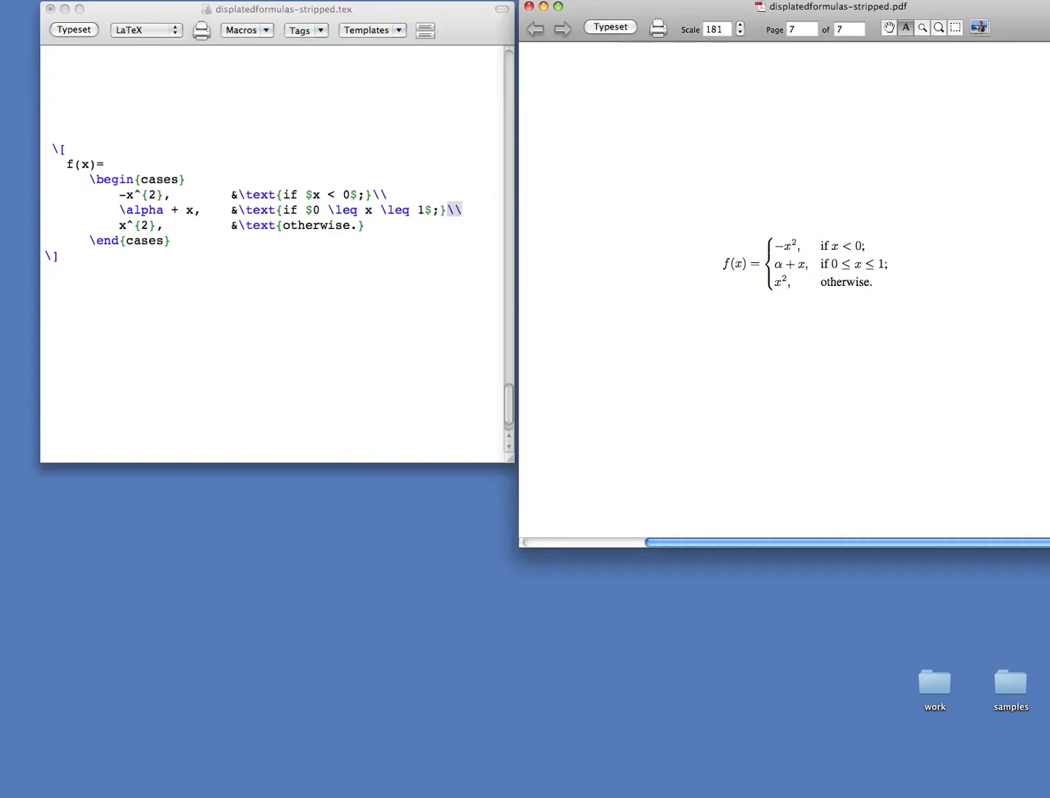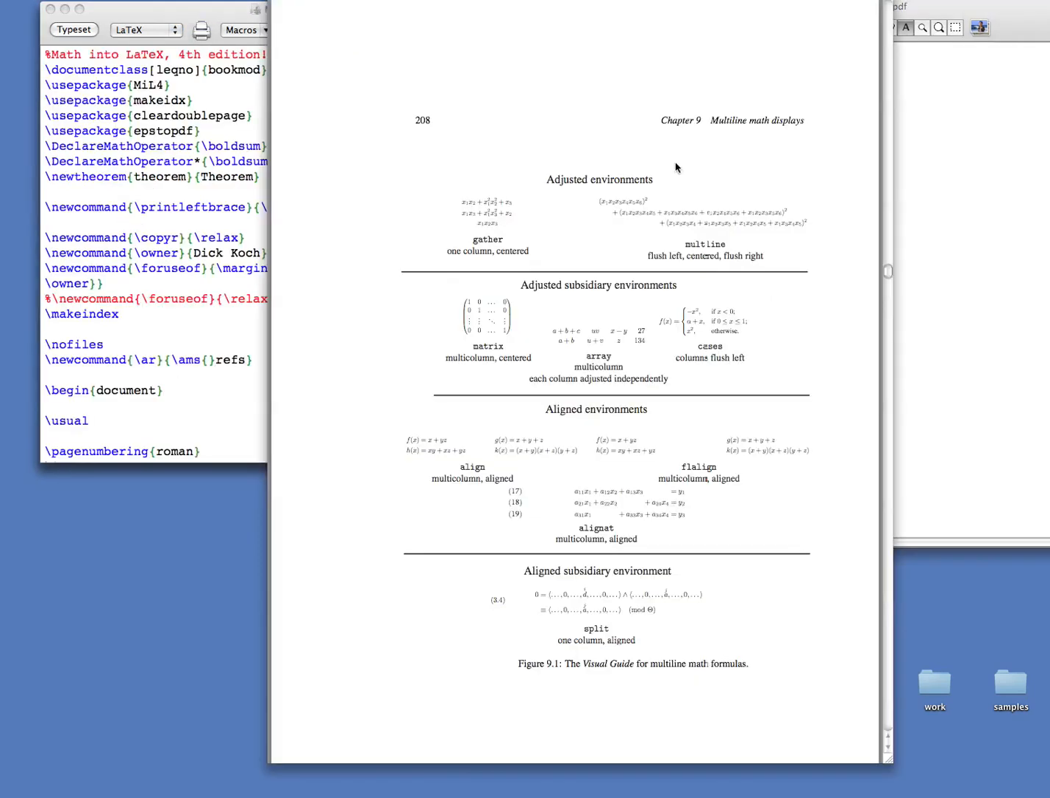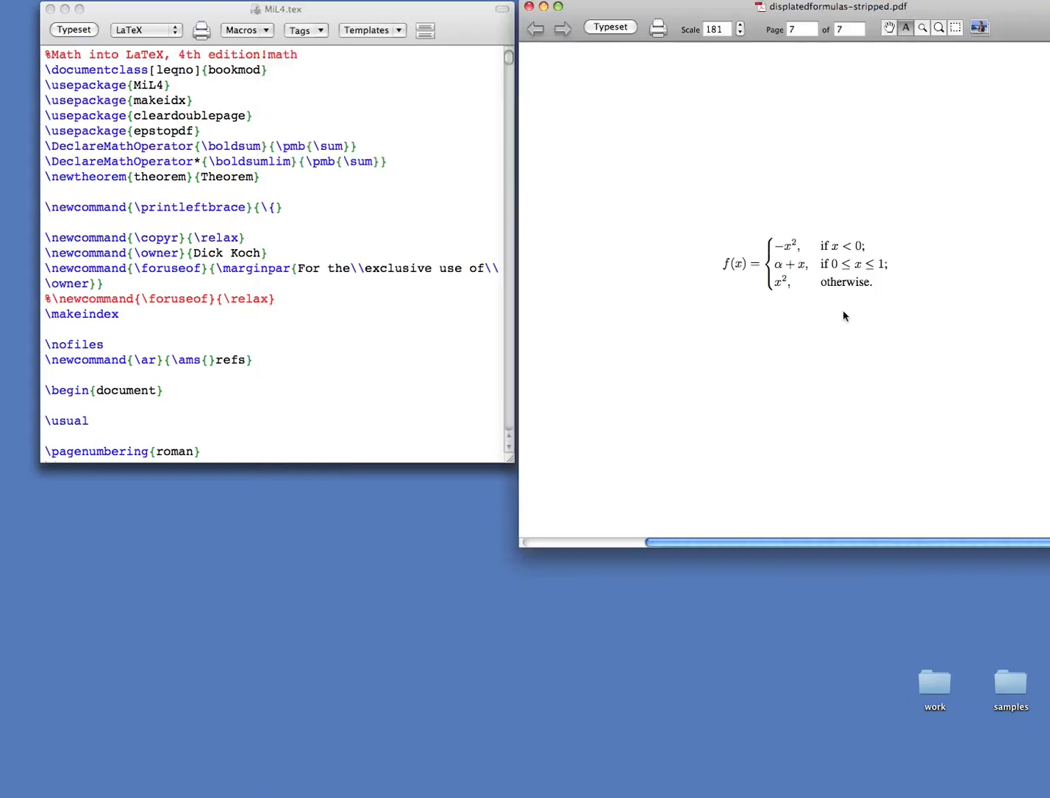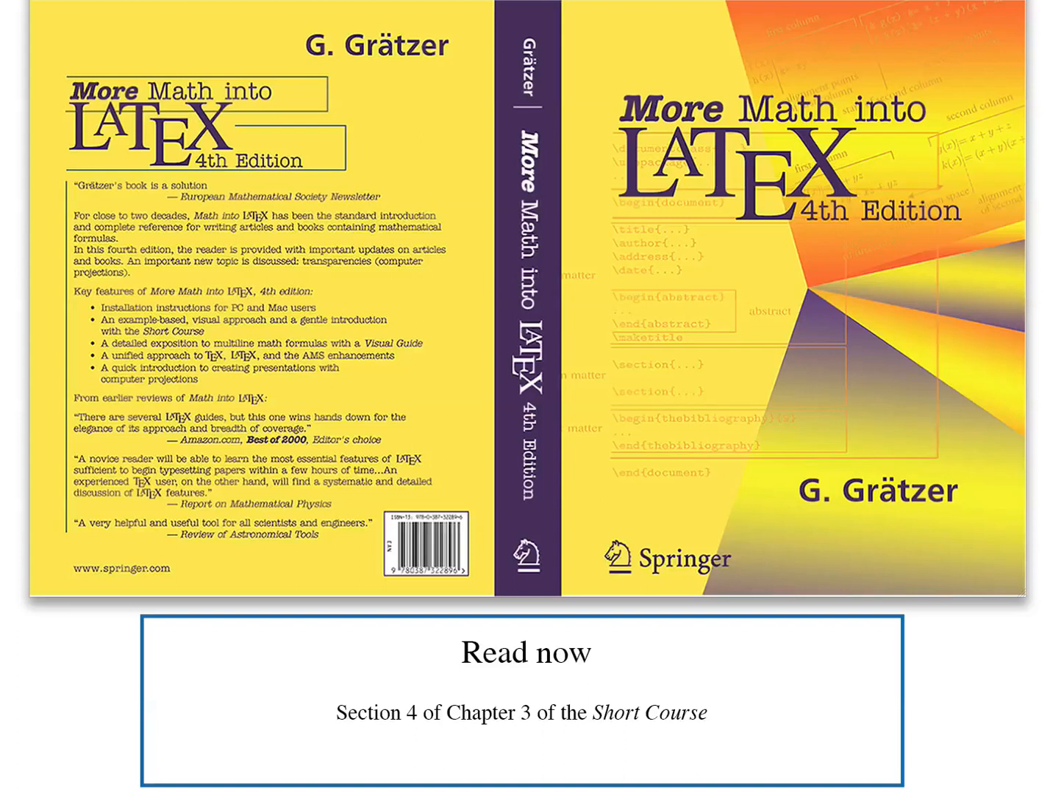There are many more multi-line displayed environments. I have a whole chapter, chapter 9, on this topic in my book, and that is probably the most complex chapter of the book. It starts with this visual display of all, or most of, the multi-line math displays provided by LaTeX. Go to that picture, look up the picture that best approximates what you want to do, and learn the appropriate section. That's all there is about multi-line mathematical formulas in the short course.